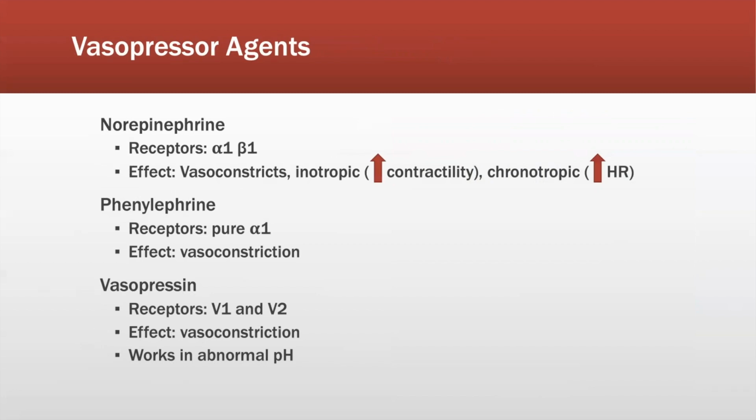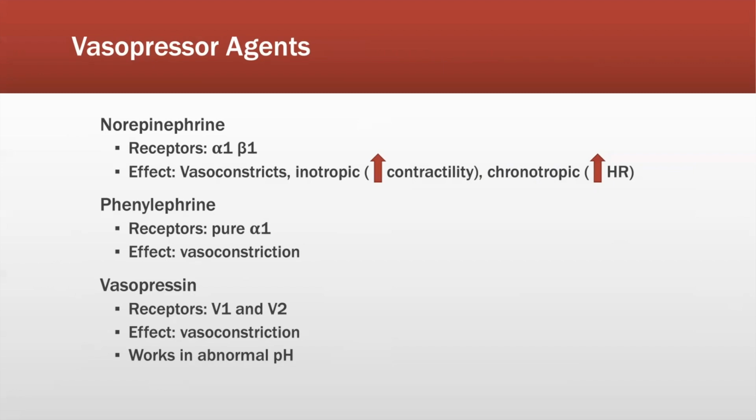So this will help to increase our contractility. This also gives a little bit of chronotropy and increases our heart rate. So norepinephrine acts on alpha-1 and beta-1 receptors, therefore leading to vasoconstriction and increased contractility and heart rate, therefore improving your blood pressure. It gives your heart a little kick too.